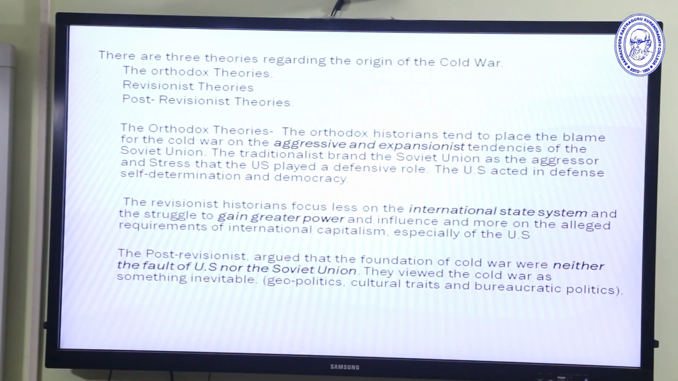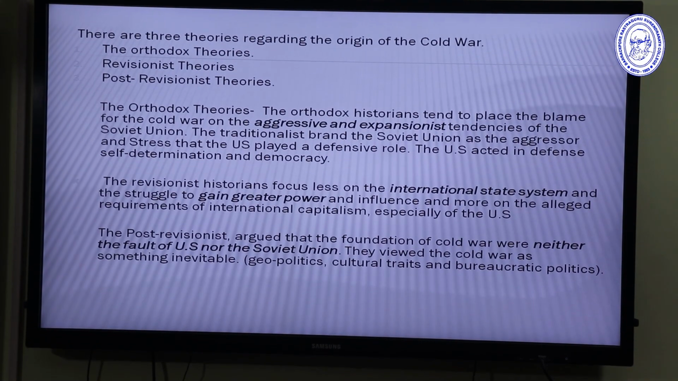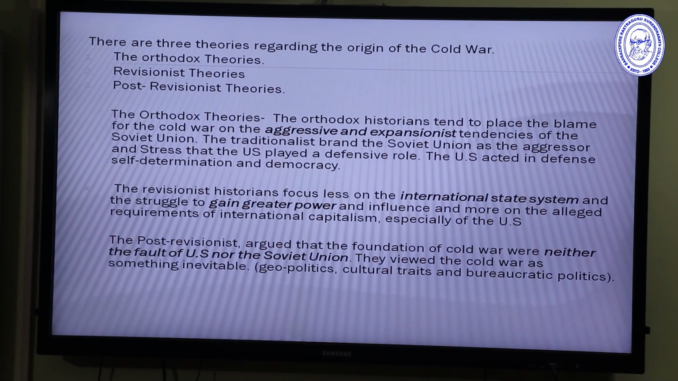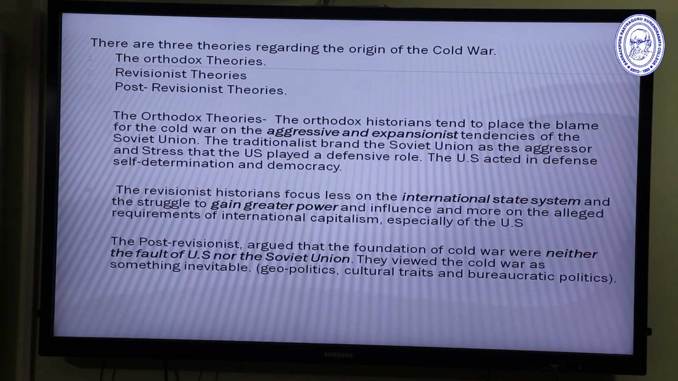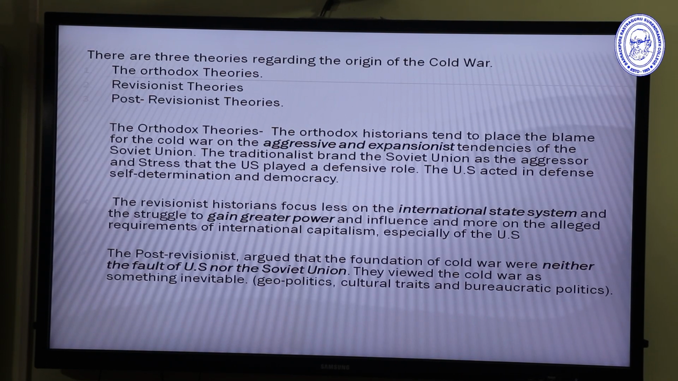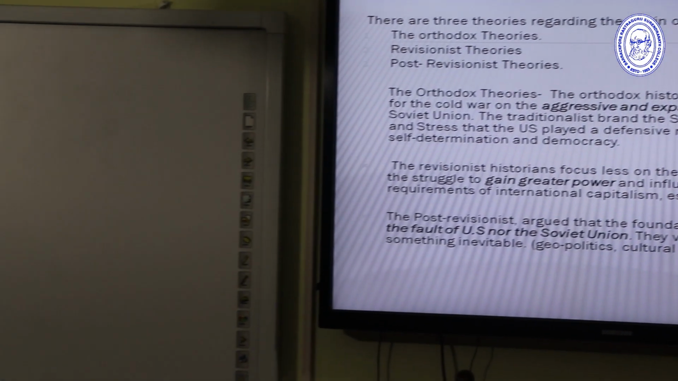All right. Now let us come to the theoretical aspects. There are three theories regarding the origin of the Cold War: the Orthodox theories, the Revisionist, and the Post-Revisionist theories. If you look at the Orthodox theory, they assume it was because of the aggressive and expansionist tendencies of the Soviet Union that was responsible for the Cold War, isn't it?